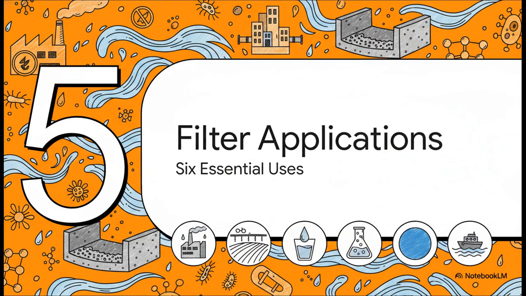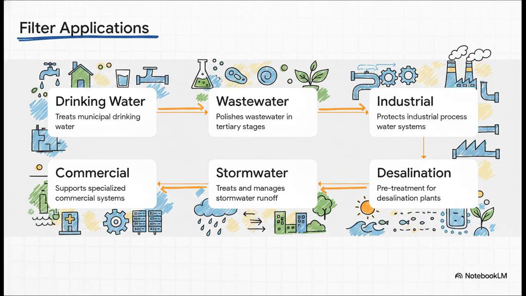Okay, final stretch. Section 5. 6 essential filter applications. Zooming out from the microscopic math to look at the massive real-world impact, these under-drain filter systems are quietly maintaining consistent water quality everywhere. 1, they're treating the municipal drinking water flowing right to our homes. 2, they polish off wastewater in tertiary treatment stages to meet really strict environmental limits.